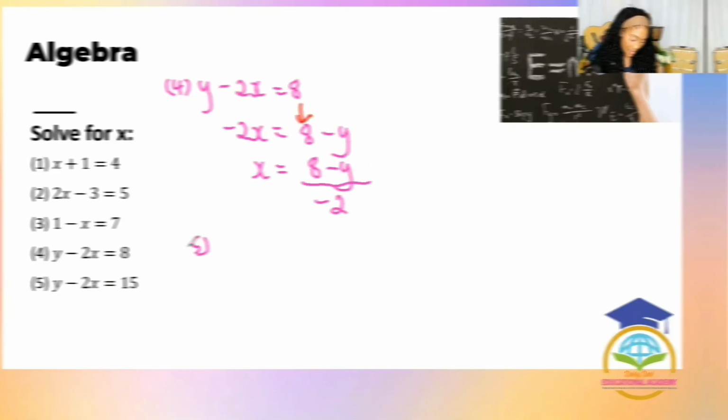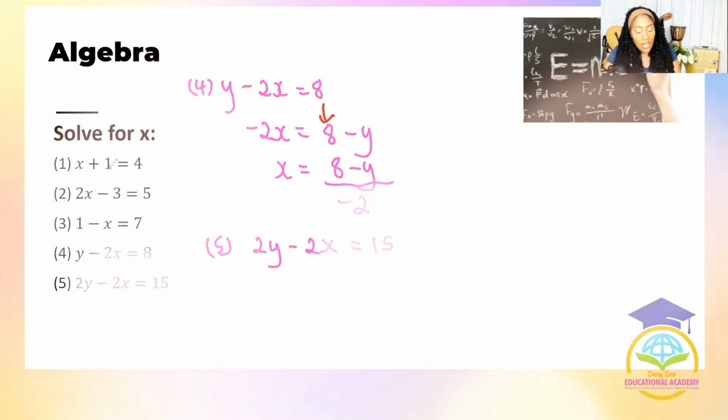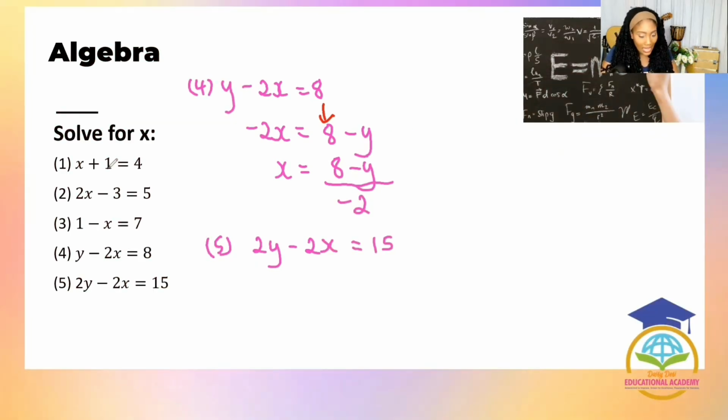Right? Number 5 says 2y take away 2x is equals to 15. Now, clearly, I deliberately put a lot of negative signs in these questions because that is what I was really tackling for these algebraic expressions. Well, these algebraic equations, right? Expressions have no equal signs while equations do, okay? So these are equations.